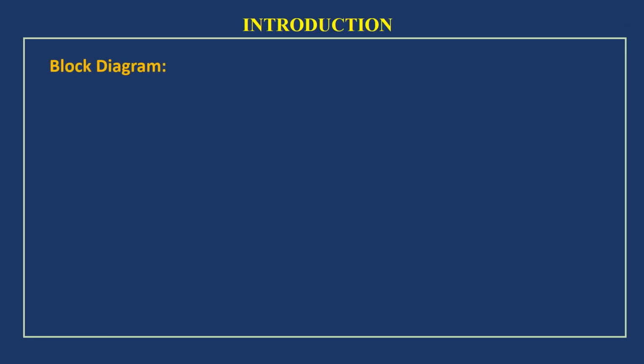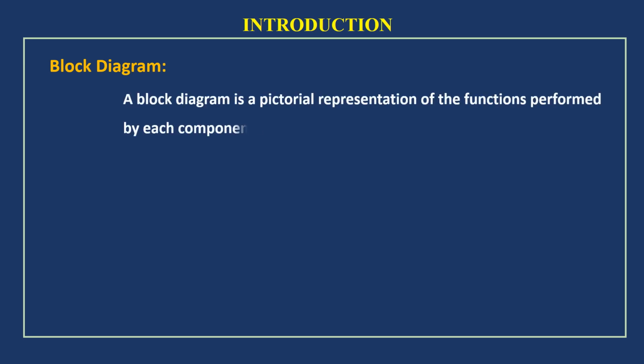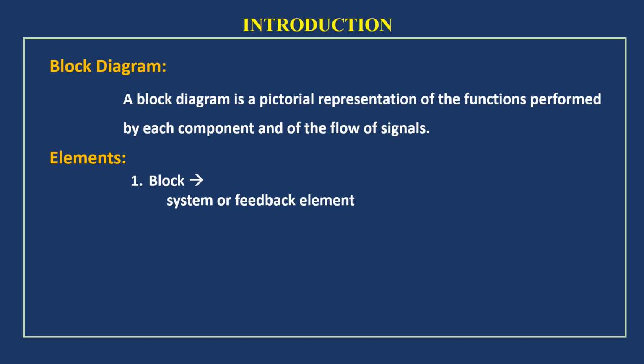Normally, a block diagram is a pictorial representation of the behavior of a linear system. So here is the definition. A block diagram is a pictorial representation of the functions performed by each component and of the flow of signals. Then I will tell you some of the elements which are used to draw the block diagram. First element is block.